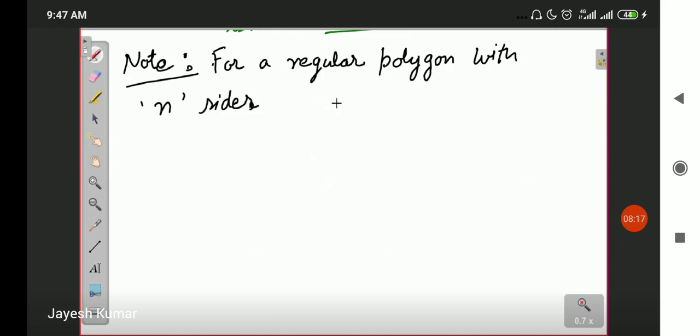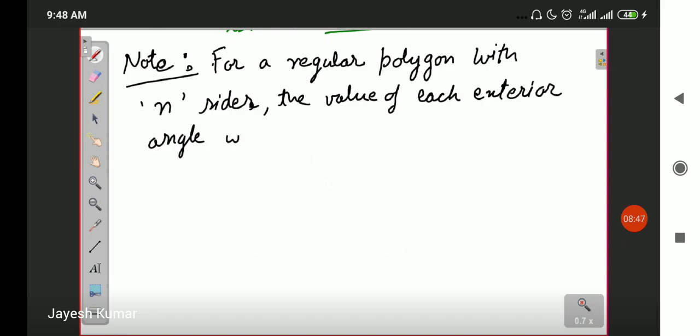This thing only applies for a regular polygon. Don't get confused between a regular polygon and other polygons. This is only for regular polygon. For a regular polygon with n sides, the value of each exterior angle will be 360 degree upon n.